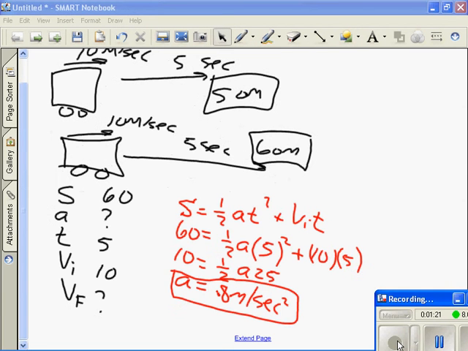Okay, assuming my math is all right, I went ahead and wrote out the S, A, T, VI, VF. Given was S, T, and VI. I'm looking for A and VF. I picked one of the three equations: S equals 1/2 AT squared plus your starting velocity times time. Plugged in my numbers, plug and chug, and lo and behold, out it came to 0.8 meters per second squared.